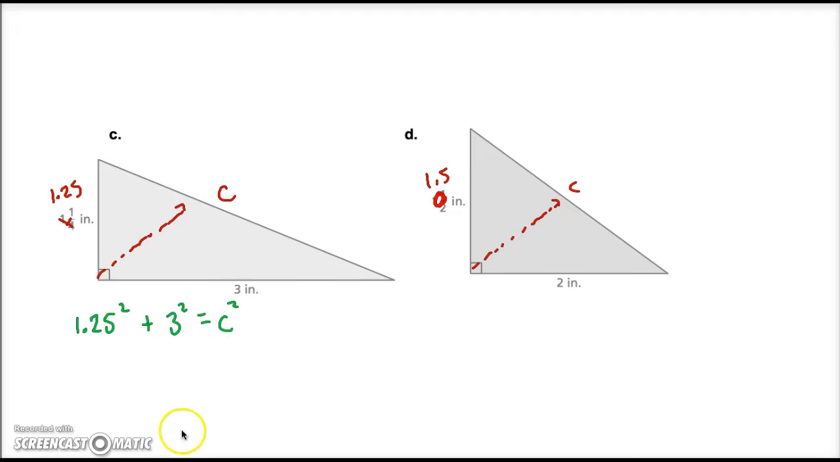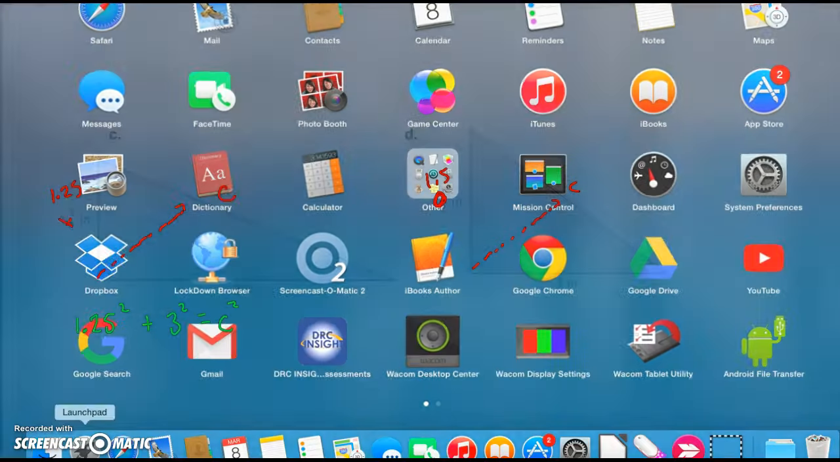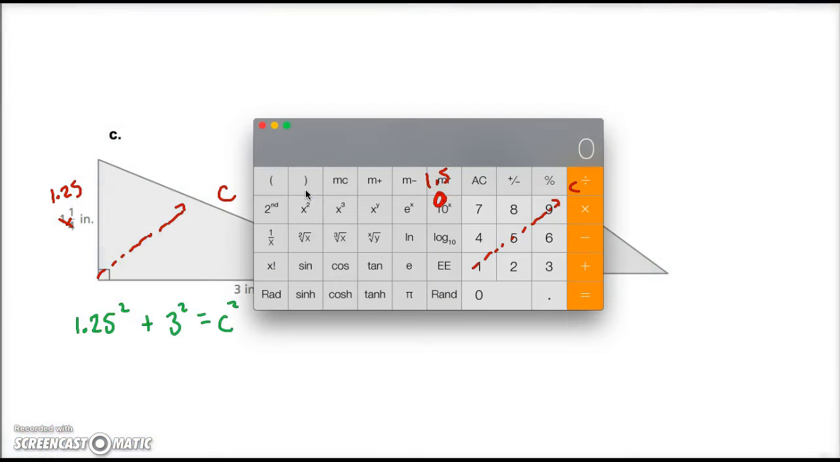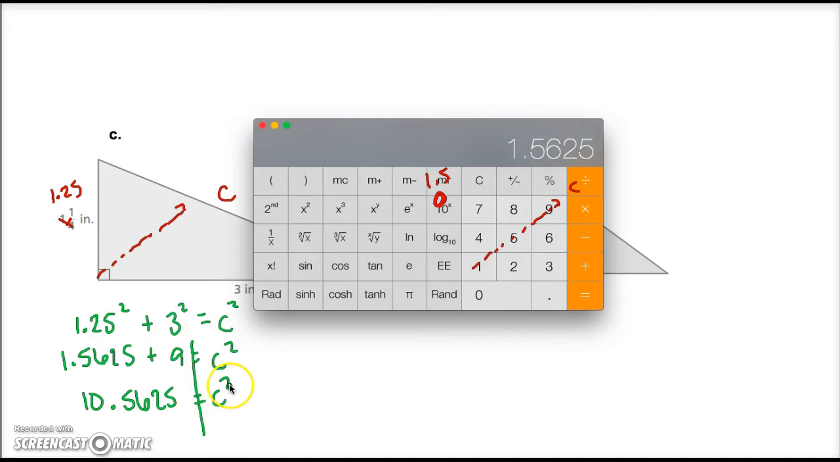Okay, 1.25 squared. So if I pull up my calculator again, I have 1.25 times 1.25. You get 1.5625. And then 3 squared is 9 equals c squared. Add these together and you get 10.5625 to equal c squared. And we just need to take the square root of that. So I have that entered in here. Here's my square root button. And you get 3.25 for your answer.